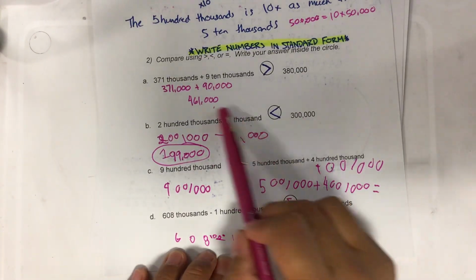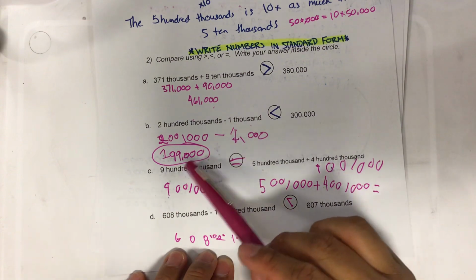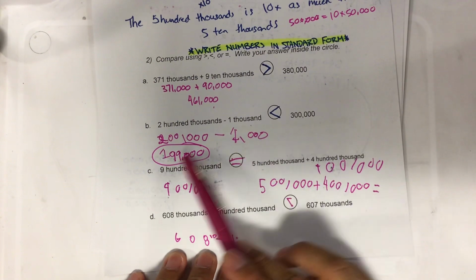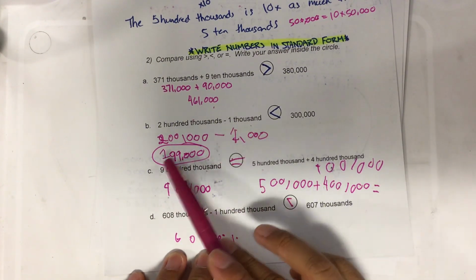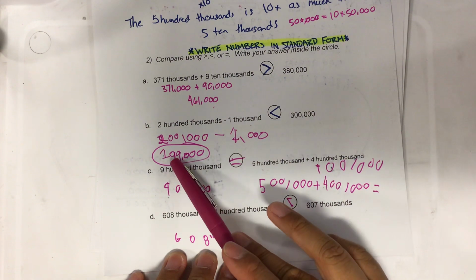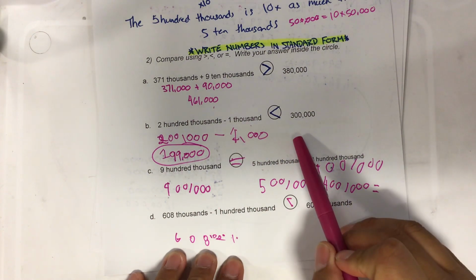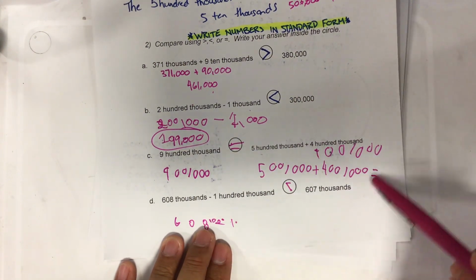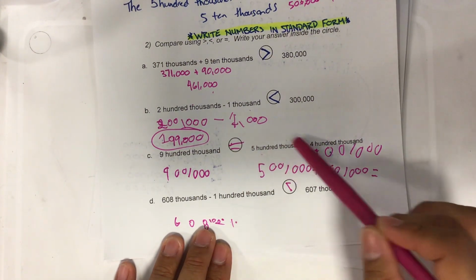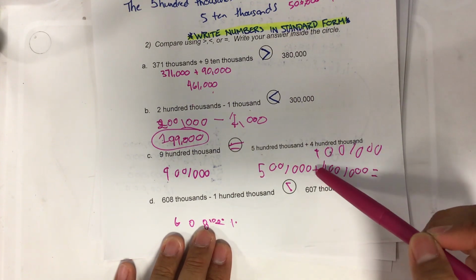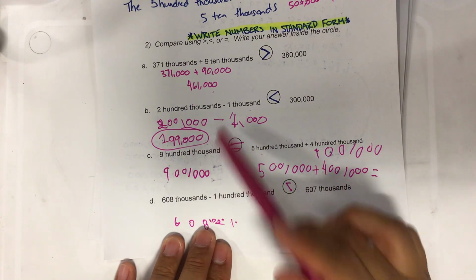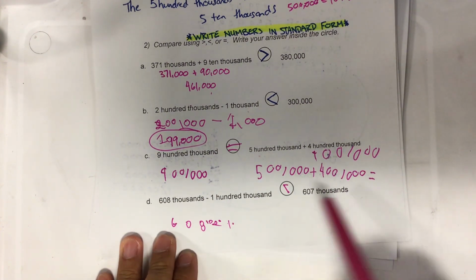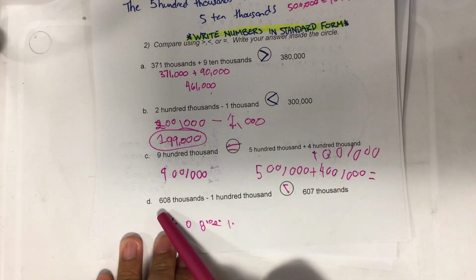We do the same ideas down here where we're showing our numbers in standard form by writing it all out and then solving. So 200,000 minus 1,000 is 199,000. We know 199,000 is less than 300,000. And the same thing here, we see that we are showing everything out. We're writing these unit forms in standard form, adding them together or subtracting depending on what they tell us, and then we can compare it. So that's the same underlying concept of what we're doing here.